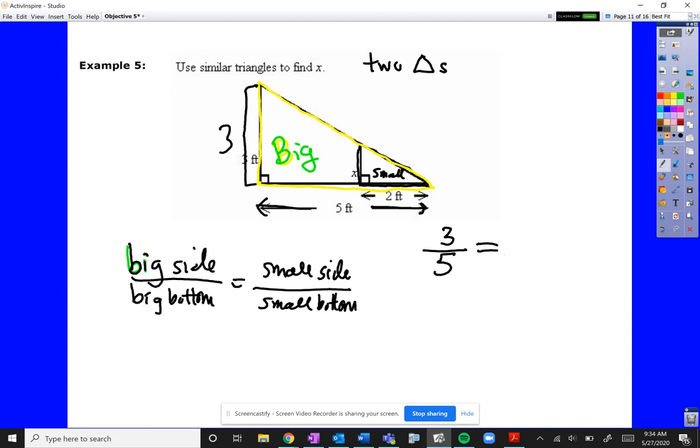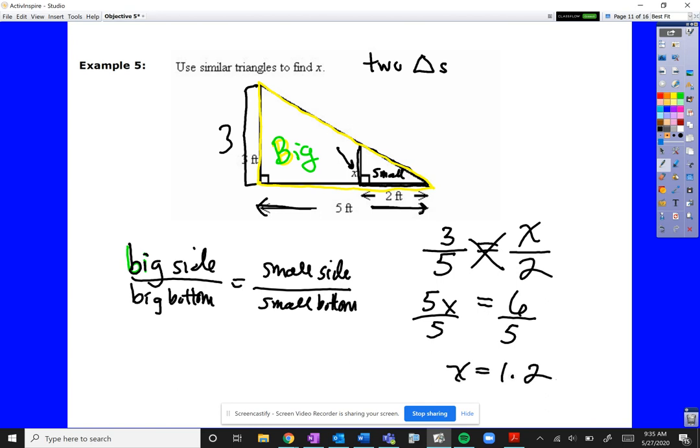The small side right here is x over small bottom, which is 2. Bada bing, bada boom. Do a little cross multiplying. 5x equals 6. Divide by 5. X equals 1.2.